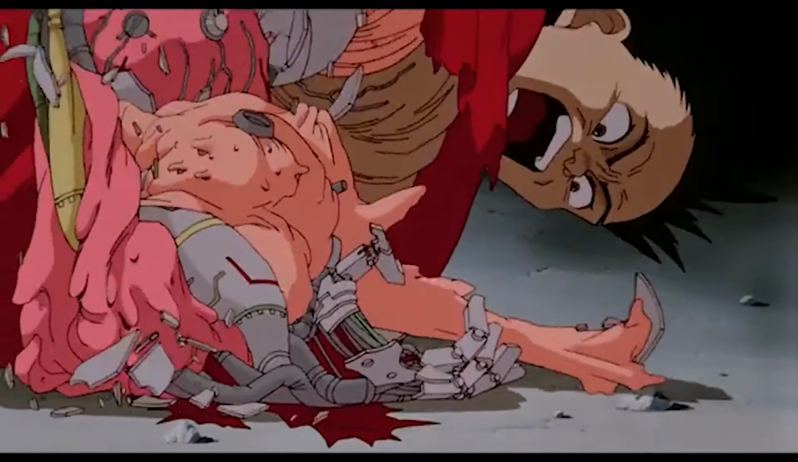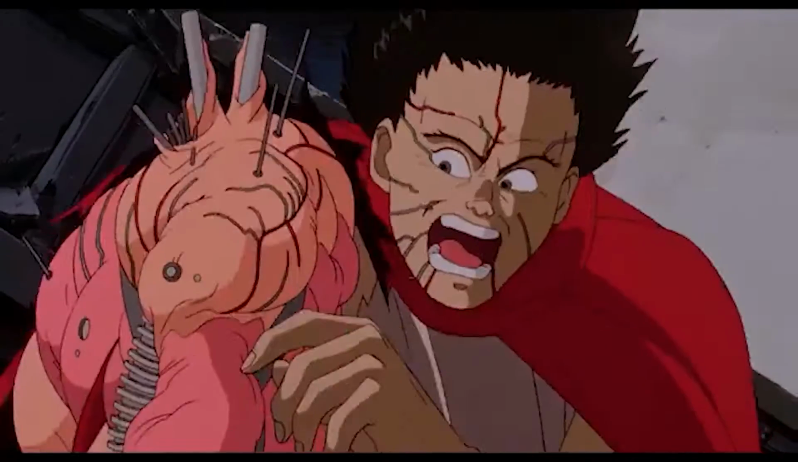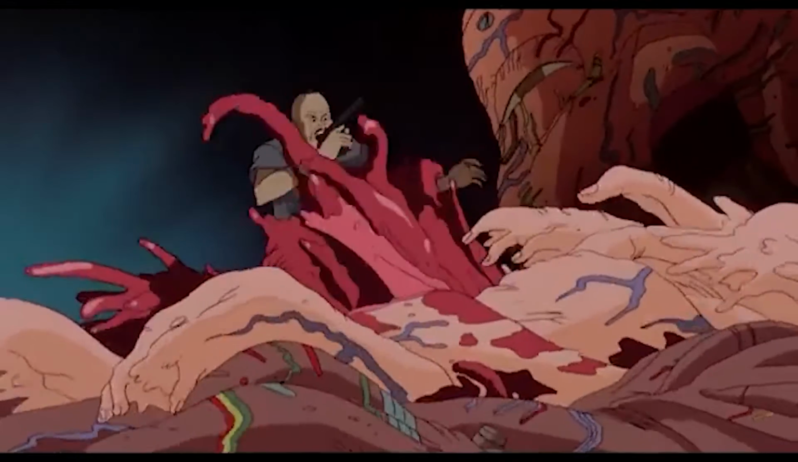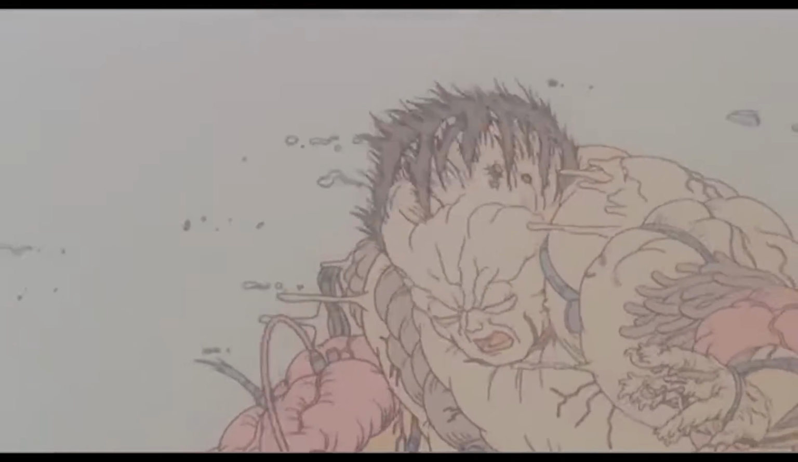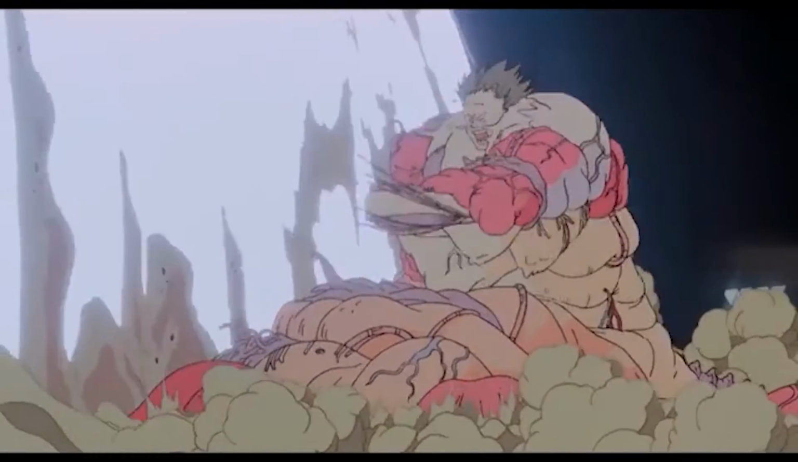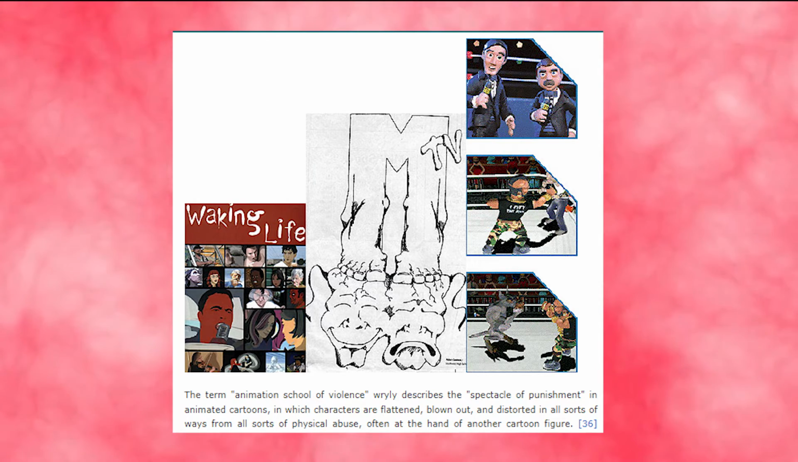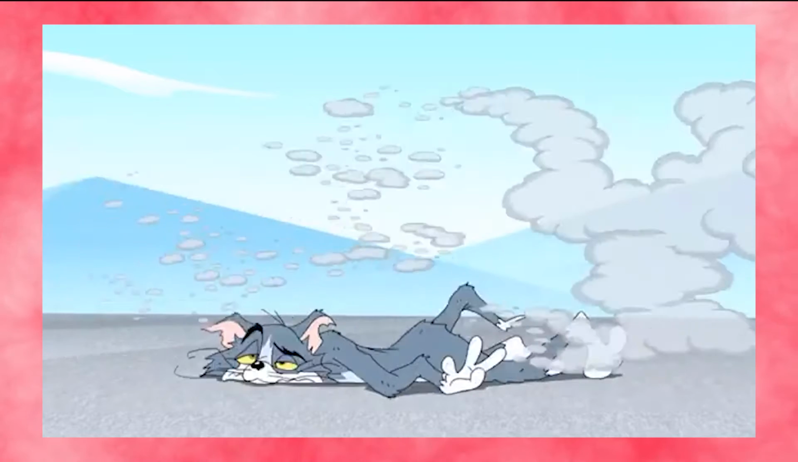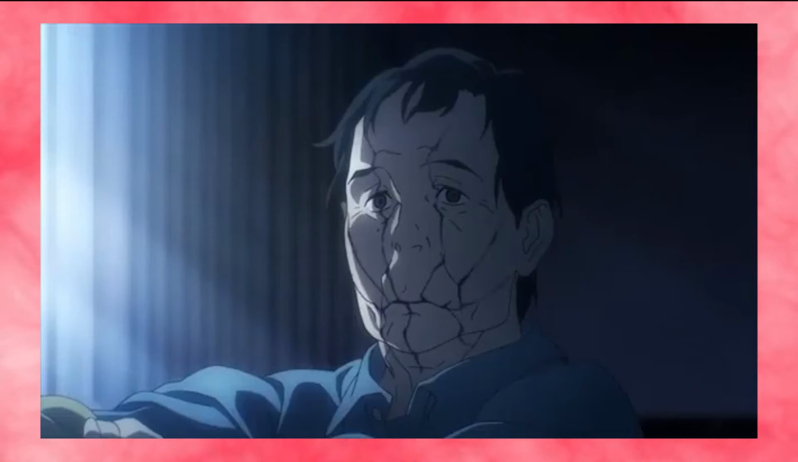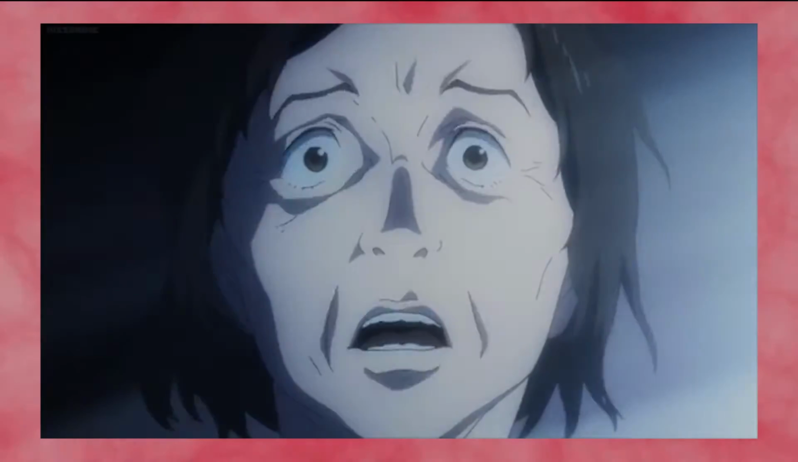Now, plasmatics also seem to work in the same vein as the uncanny valley. Weird looking things from the uncanny valley can either be very funny looking or be terrifying. An example would be the usage of plasmatics in Akira. It can be used to make the viewers feel a sense of discomfort through creating a gruesome display. This is known as the animation school of violence, where a character gets either flattened, blown out, or disfigured, all by the use of plasmatics.